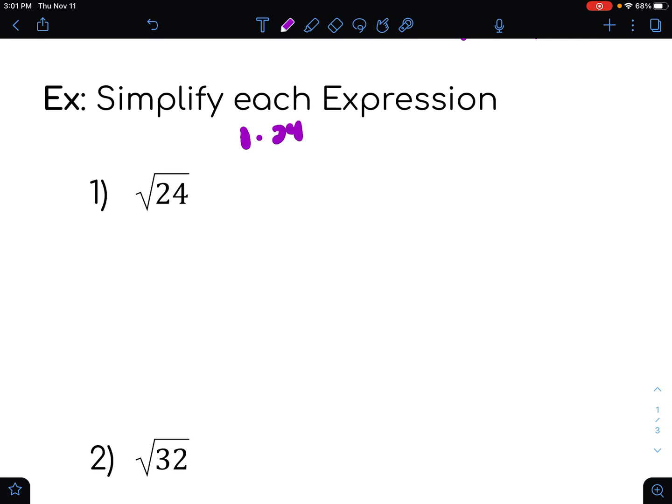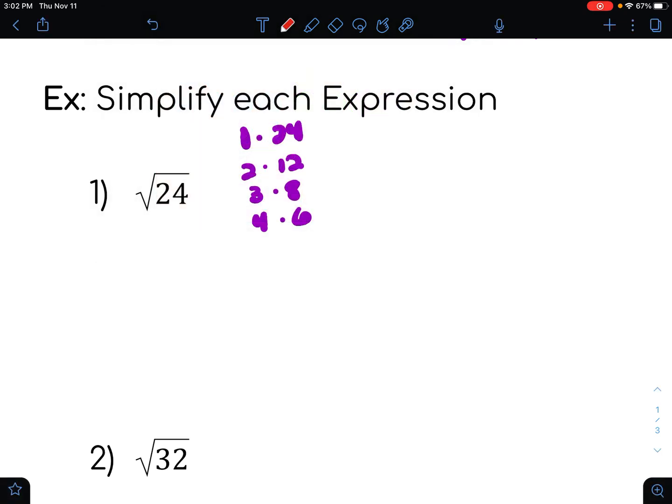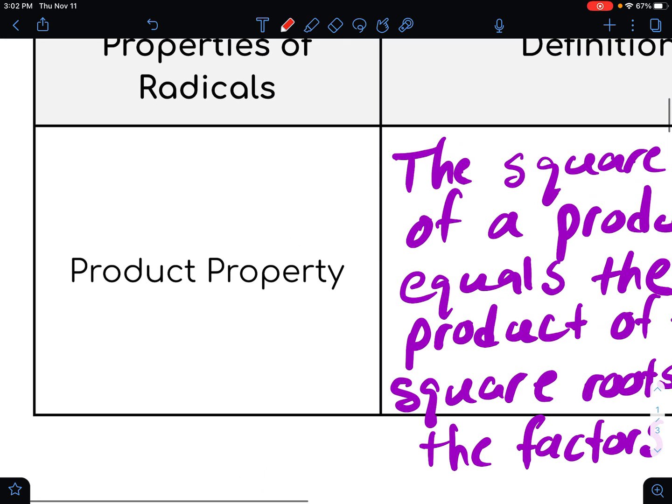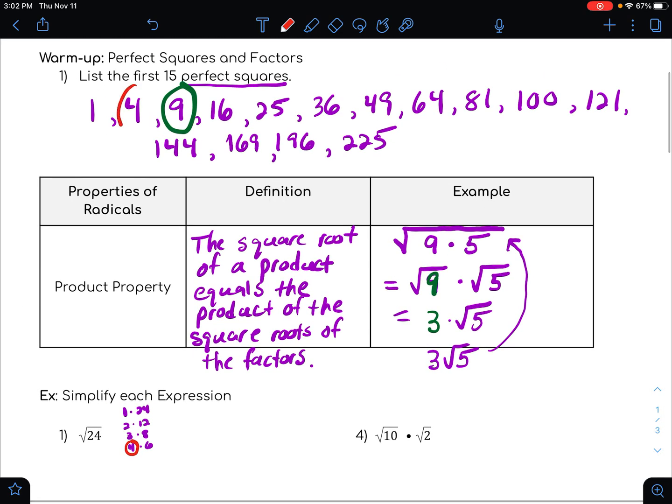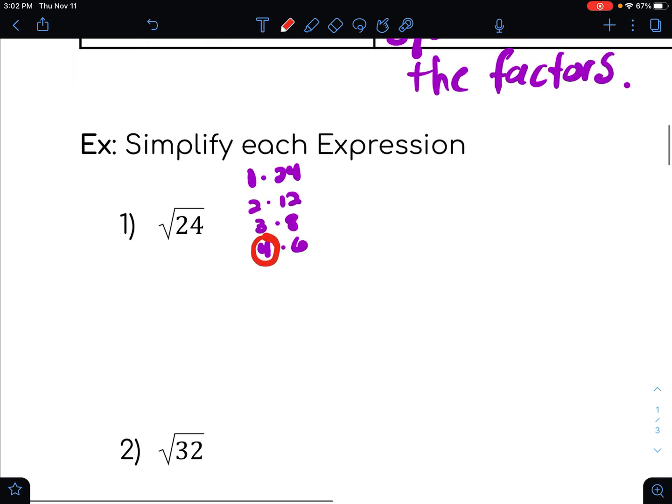Like you said, 1 is a factor. 1 times 24 would be factors of 24. 2 times 12, of course, 24 has lots of factors. 3 times 8, 4 times 6. The one that we want is the one that has a perfect square in it. The only one of these numbers that's a perfect square is 4, right? 4 is a perfect square because the square root of 4 is 2.